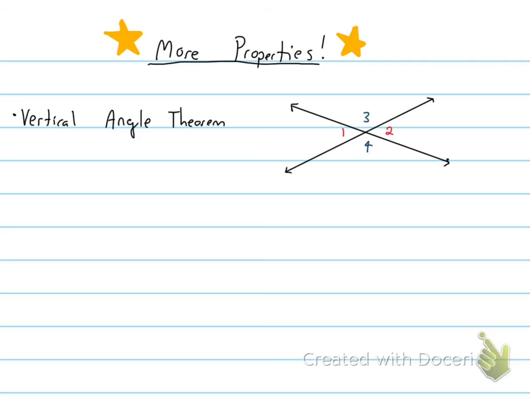And we've already kind of talked about this a little bit already, but vertical angles are all congruent. So angle 1 is congruent to angle 2. Angle 3 is congruent to angle 4. Remember, vertical angles are the ones that are opposite of each other that share a vertex.